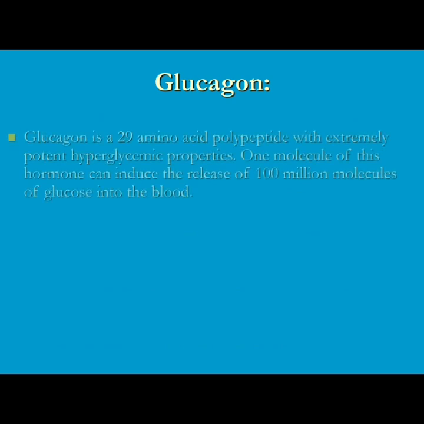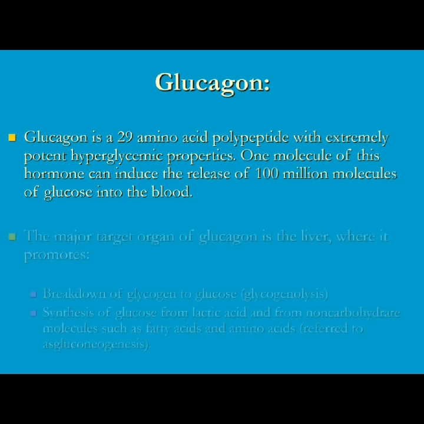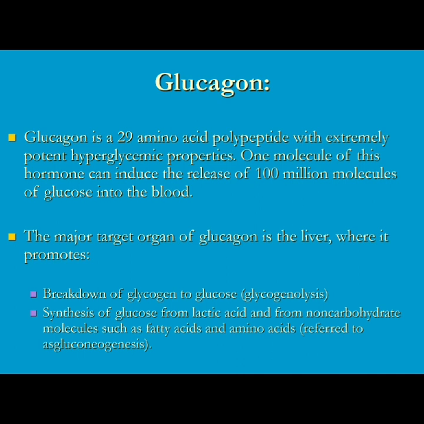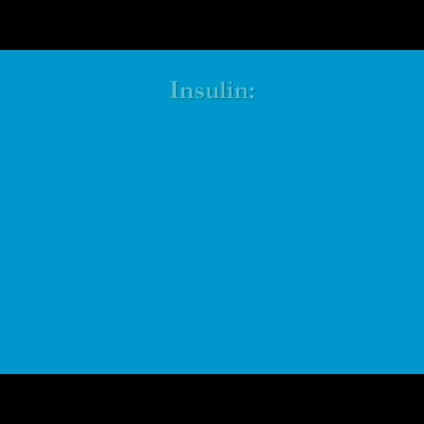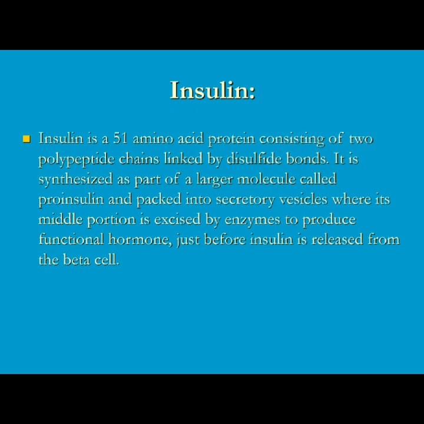If we go into detail, glucagon is a 29 amino acid polypeptide chain with extremely potent hyperglycemic properties. The major target organ of glucagon is the liver, where it promotes the breakdown of glycogen to glucose, and synthesis of glucose from lactic acid. Insulin. Insulin is a 51 amino acid protein, consisting of two polypeptide chains linked by disulfide bonds.